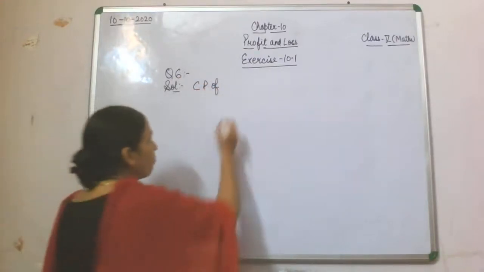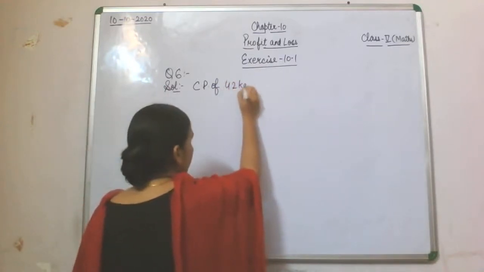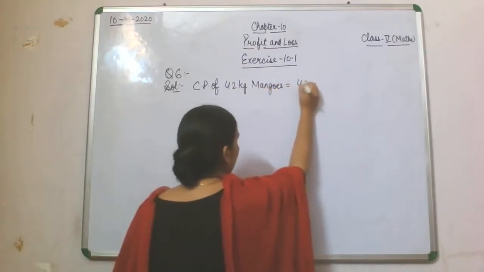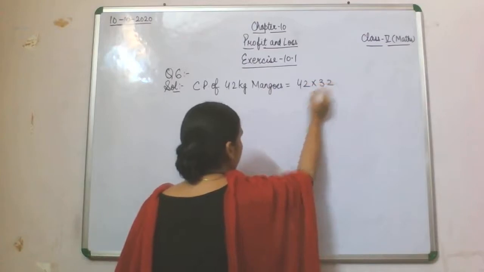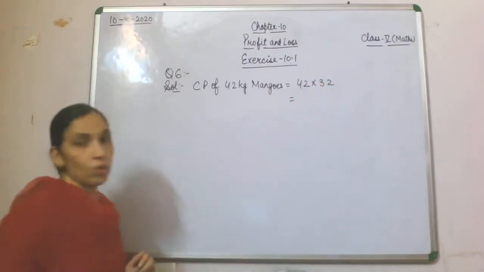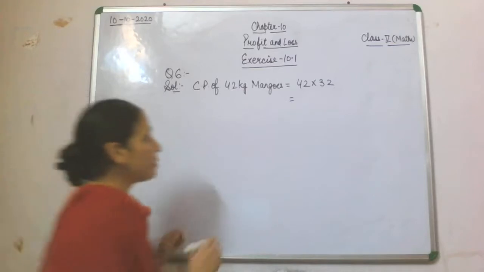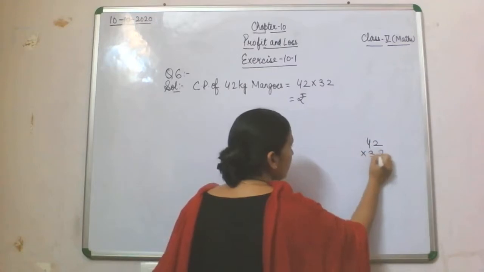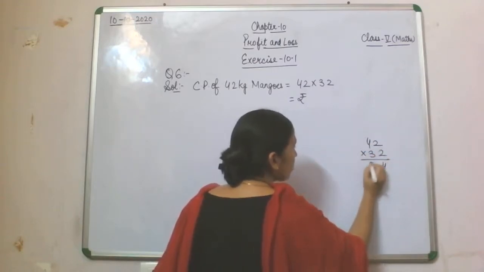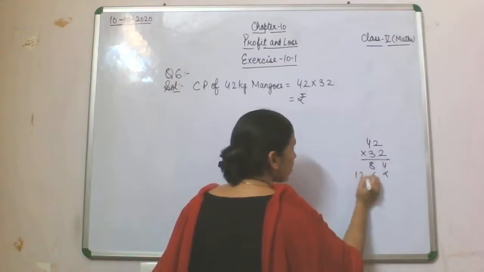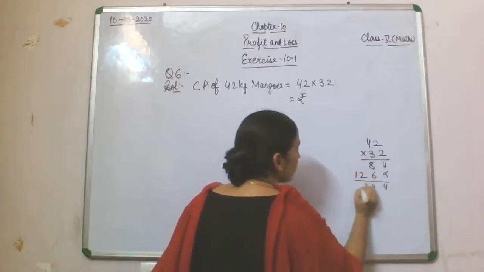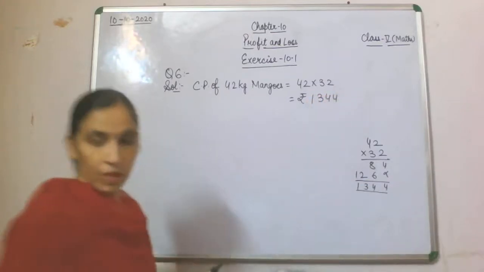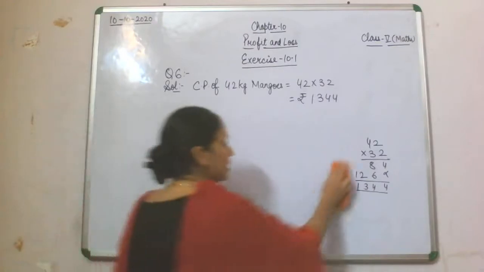Now cost price of 42 kg mangoes. What is the cost price of 42 kg mangoes? 42 will be multiplied by 32. And this will become your cost price of 42 kg mangoes. 42 will be multiplied by 32, 2 2s are 4, 2 4s are 8, 6, 3 4s are 12. So this will be your rupees 1,344, the cost price of 42 kg mangoes.